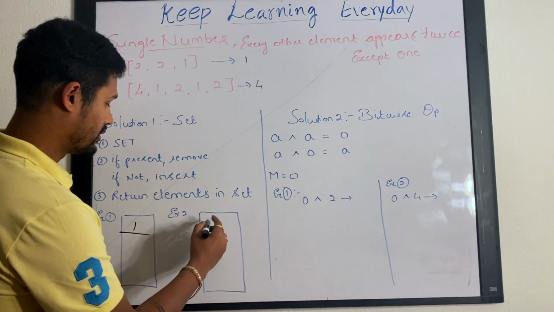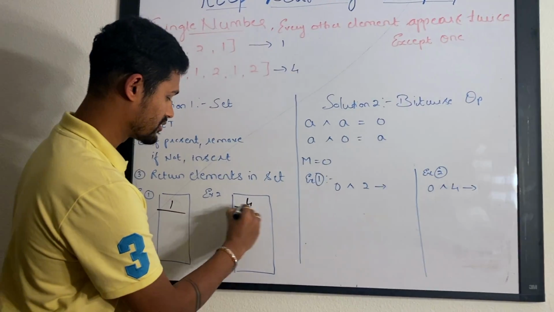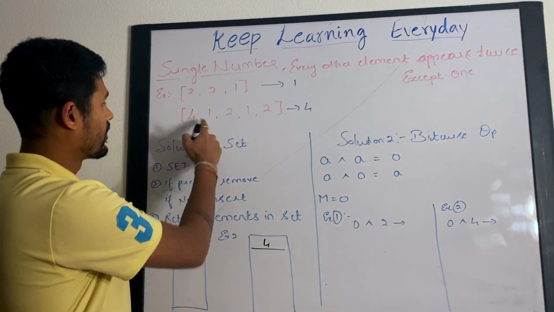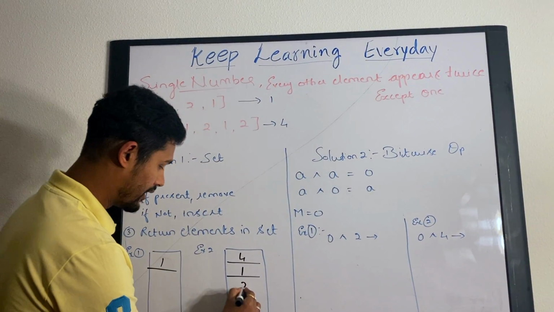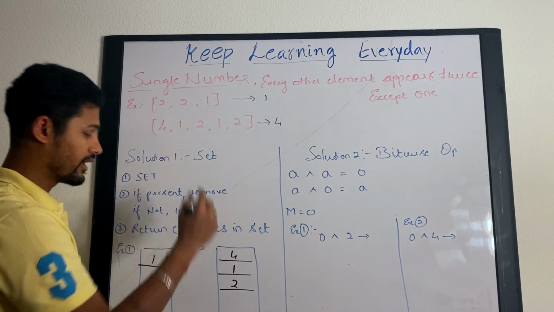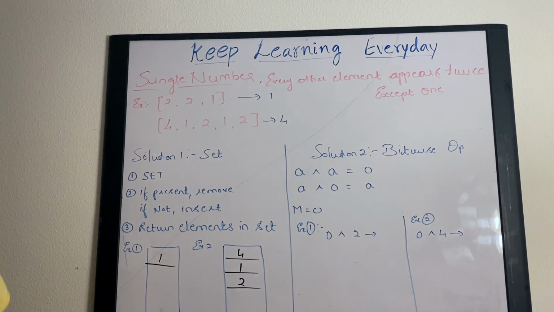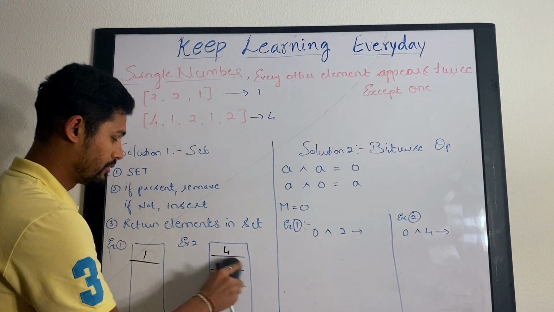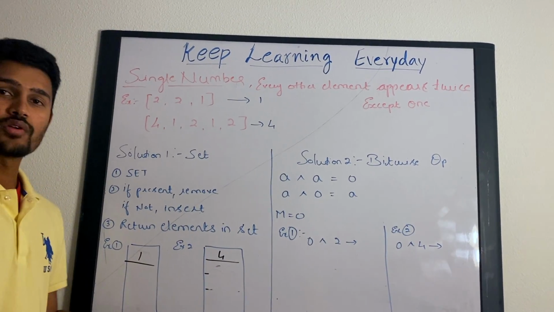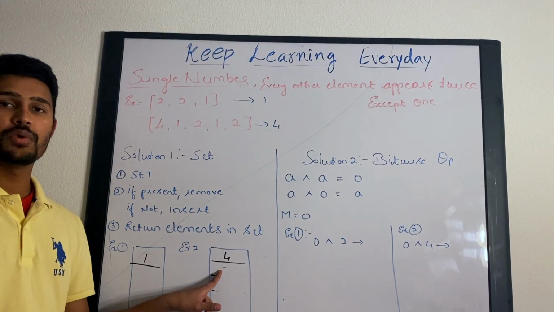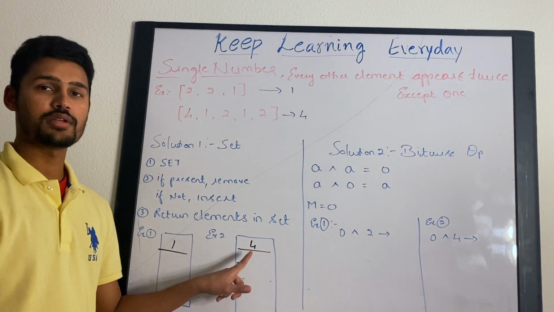So let's go with the second example as well. So you encounter 4, you add it because it's not present in the set. Then you encounter 1, you add it. Then you encounter 2, you add it again. Then you encounter 1 again, so you go ahead and remove it. Then you encounter 2, so you go ahead and remove 2 as well. So as you can see, at the end of the array, there's only one element in the set, which is occurring only once, and that's 4.